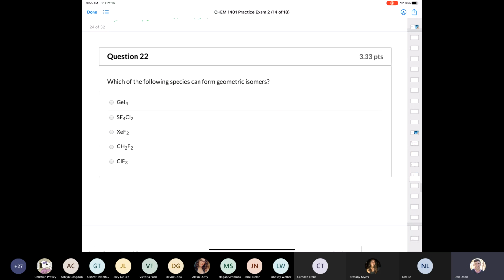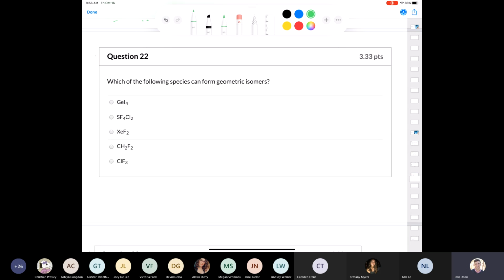Okay, question 22. Which of the following species can form geometric isomers? Which ones can form geometric isomers? Well, let's take a look at these compounds and see if we can figure out when we can make geometric isomers. Geometric isomers are isomers that have the same connectivity. The atoms are connected the same way, but they can't be superimposed one upon the other. They're going to be different molecules.